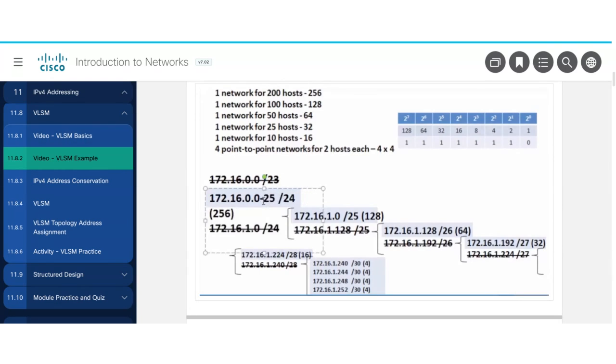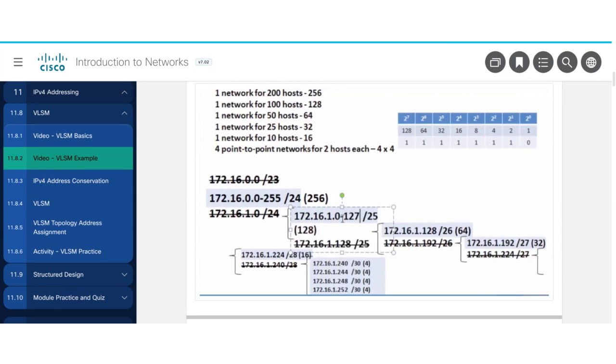You can see that the next subnet starts at 172.16.1.0, so the two subnets do not overlap. Similarly, this second subnet goes from 0 to 127, and we can see that from host 0 to 127, the next subnet at 172.16.1.128/26 has no overlap. This subnet ends at 127, the next subnet begins at 128, and so on and so forth.